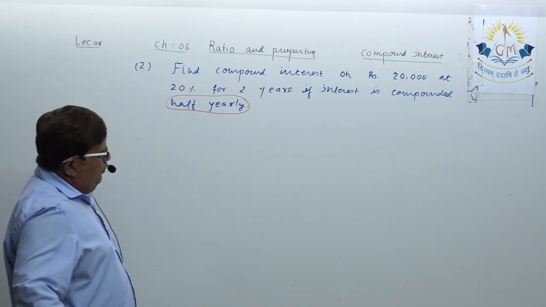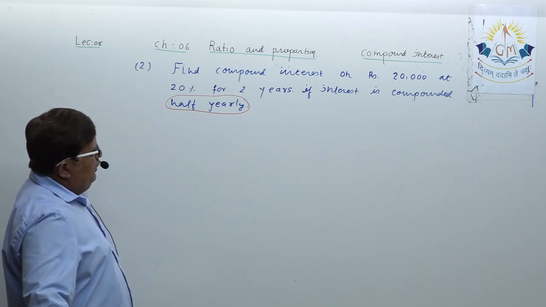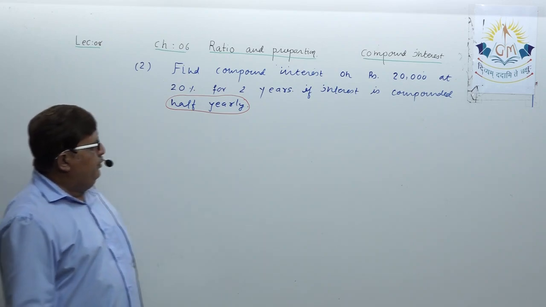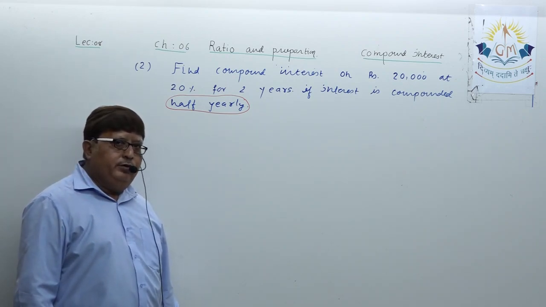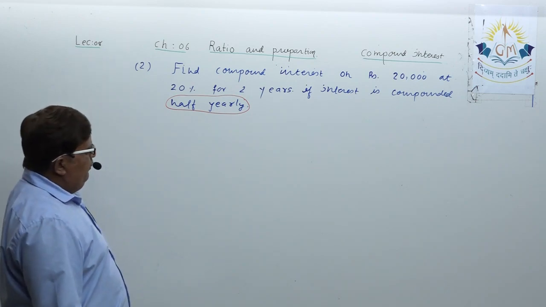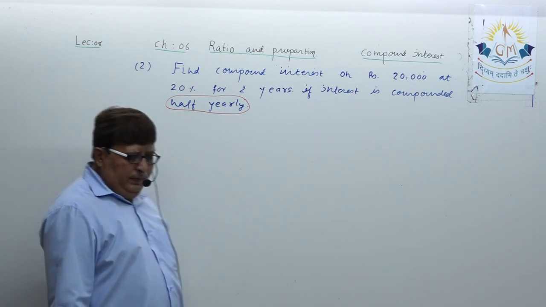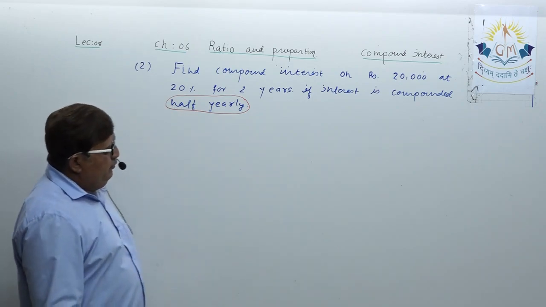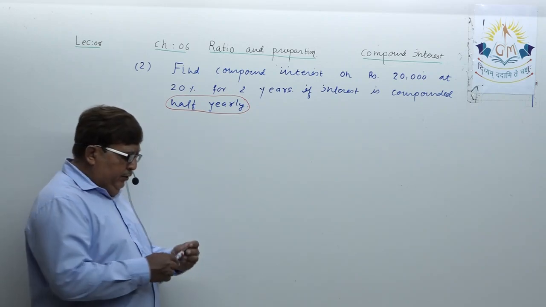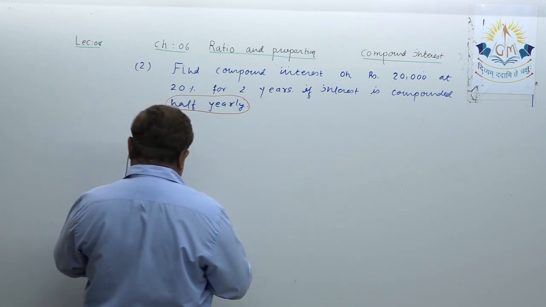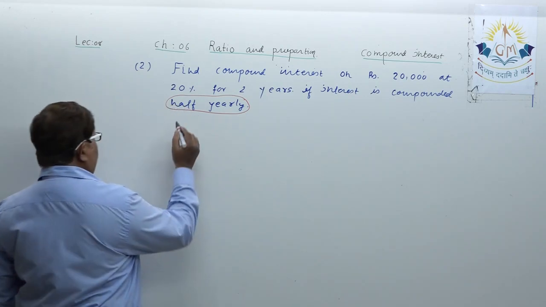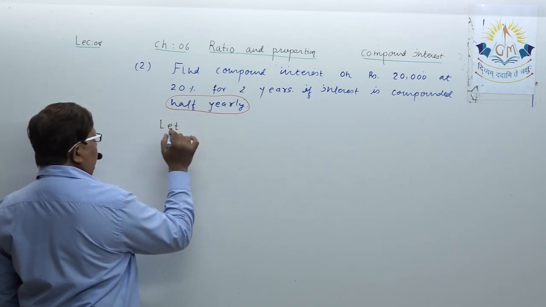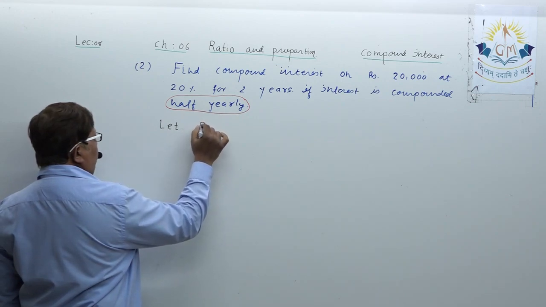You must first note down the sum and understand. Find compound interest on rupees 20,000 at 20% for 2 years, if the interest is half yearly. Let's first calculate it. See dear student, first, as you know, what is the principal given?